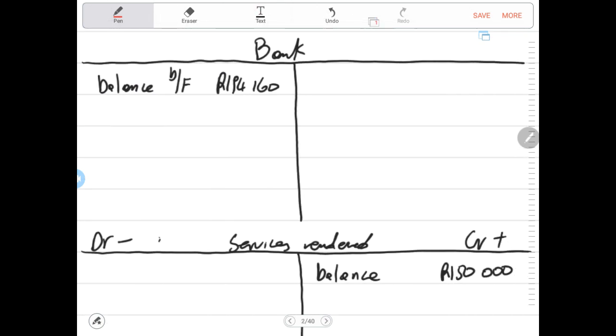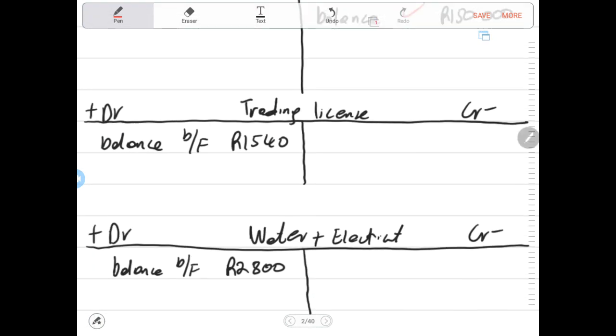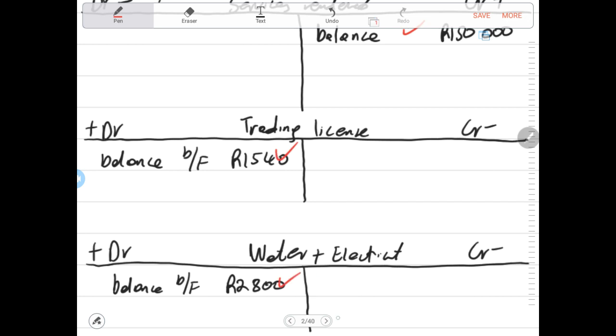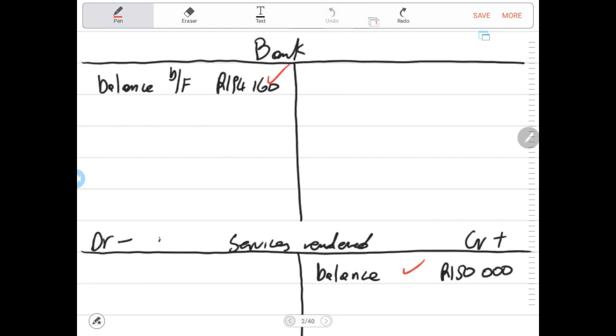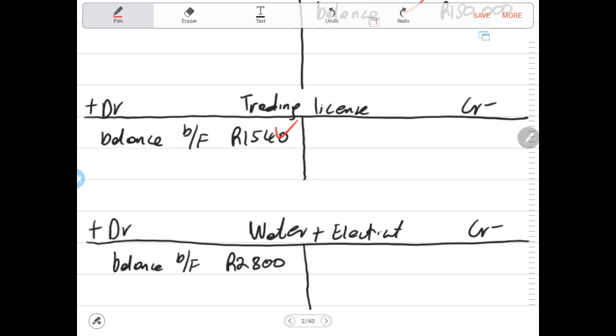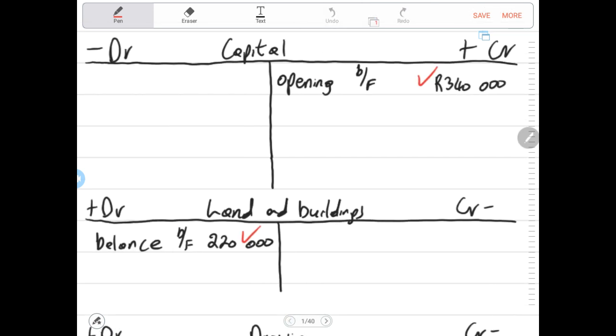Imagine how many marks you have there: 5, 6, 7 out of 30 marks, 8, 9, 10. We already have 10 marks in the box out of 30 marks of this question. So please make sure that you grab these marks as much as you can from the opening balance.